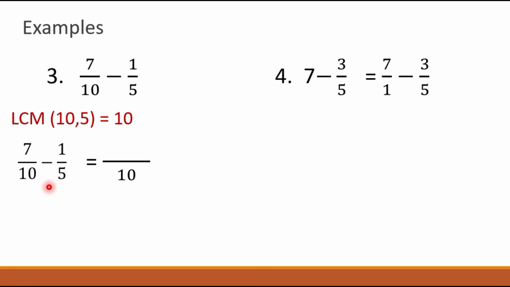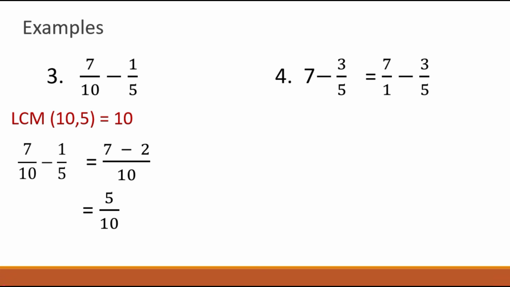So 10 divided by 10 is 1. 1 times 7 is 7. Copy the minus sign. 10 divided by 5 is 2. 2 times 1, that's equal to 2. We have 7 minus 2 all over 10. 7 minus 2 is equal to 5. We have 5 over 10.